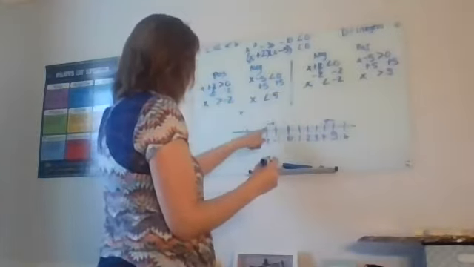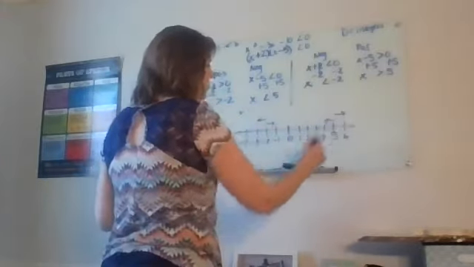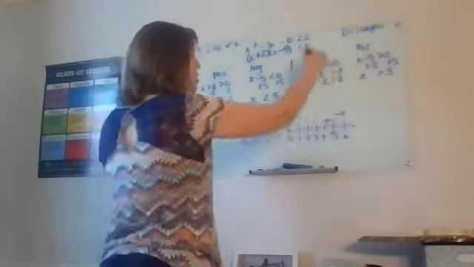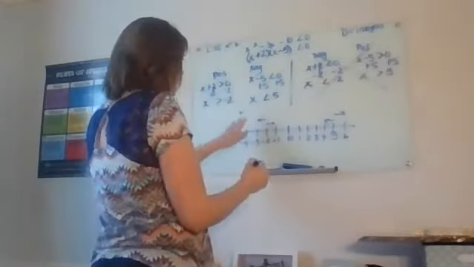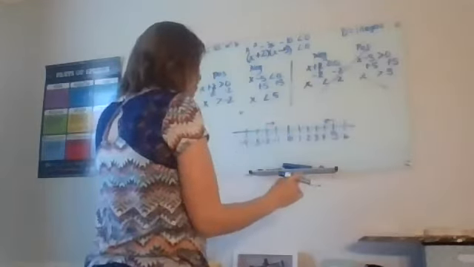X is less than -2. Well, wait a minute, that would go that direction. X is greater than 5 would go that direction. They're a disjunction. So this one's not correct, right? Because they have to join each other. So I know it has to go these two directions.